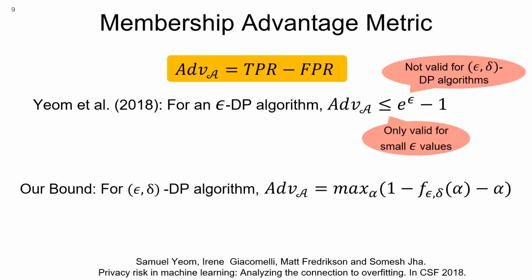In this work, we use the hypothesis testing perspective of differential privacy and come up with a tighter bound. Here, alpha denotes the type 1 error and f of alpha gives the corresponding lower bound on the type 2 error. Now, the new bound lies strictly between 0 and 1 and is applicable to epsilon-delta DP algorithms.